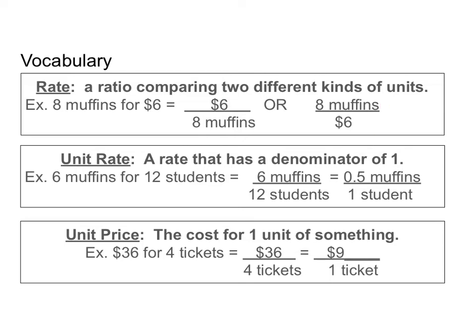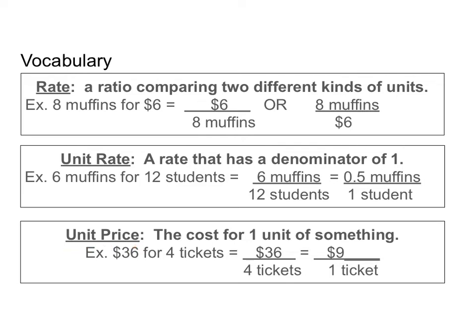The other one is unit rate, and that's a rate that has a denominator of 1. When there is a 1 on the bottom, that is a unit rate because it means 1 unit. In this case, we have 6 muffins for 12 students. We wrote the rate here, and in order to find the unit rate, you have to divide by this number. So we divided by 12 on the top and the bottom to tell us that each student got a half of a muffin.